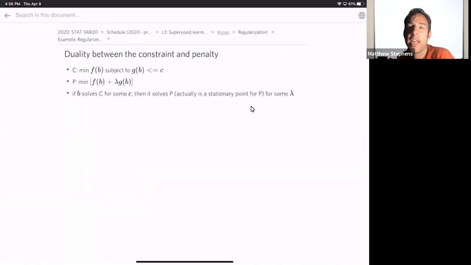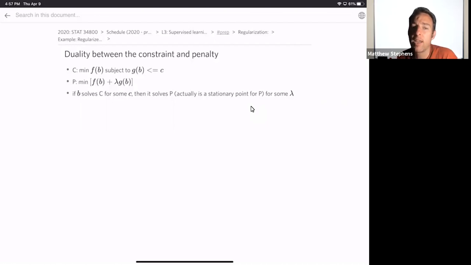So C here stands for the constrained problem. The constrained problem is to minimize some function f of B subject to the constraint that g of B is less than some C. And by Lagrangian-type arguments, that's equivalent to this penalized problem, that you should minimize f of B plus some penalty parameter lambda times g of B.